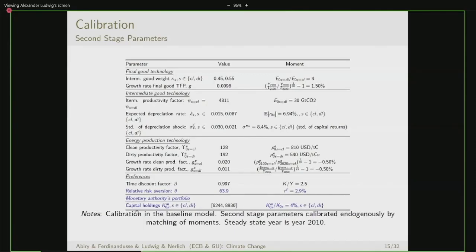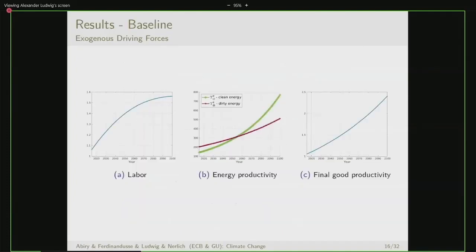And the monetary authority's portfolio holdings are such that the capital stock in the monetary authority in both sectors is 4% of the total capital stock. So this is at the upper end of what we observe in the real world. So we have a relatively strong quantitative easing to begin with. And here there are equal shares. Again, in the sensitivity analysis, we are going to look at a carbon bias in the initial central bank or monetary authority's bond holdings. Let me now show you a little bit of the exogenous driving forces.